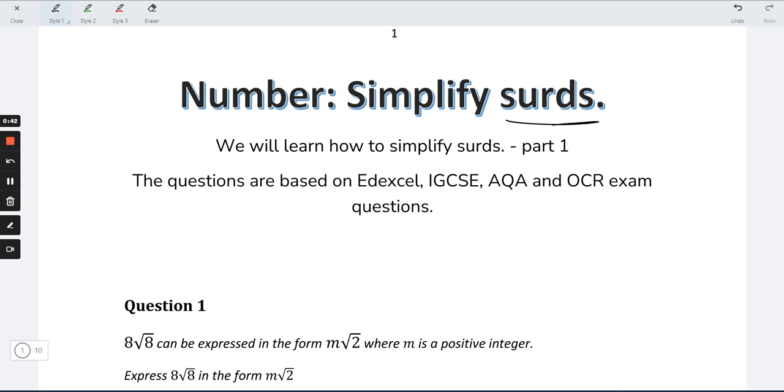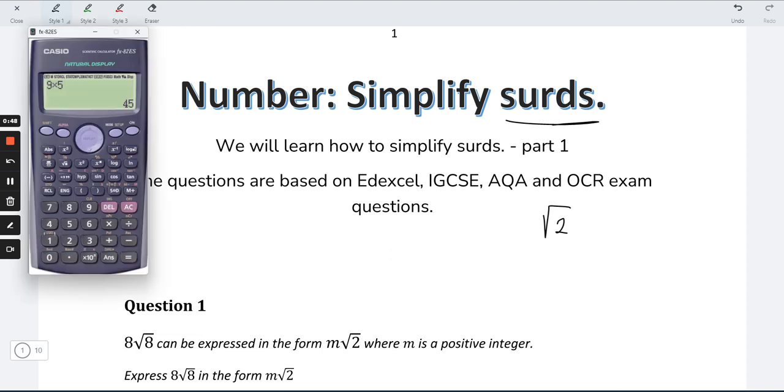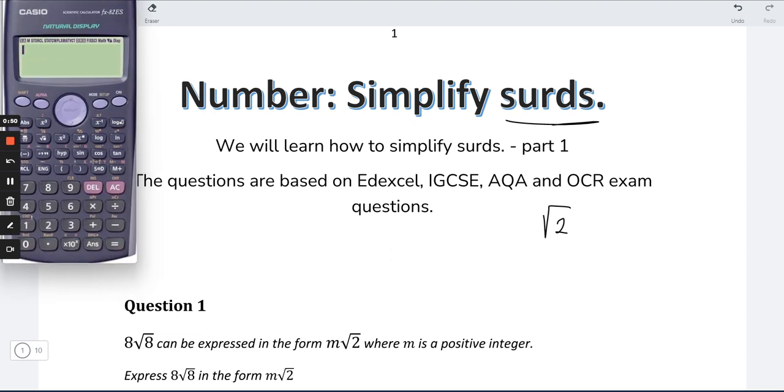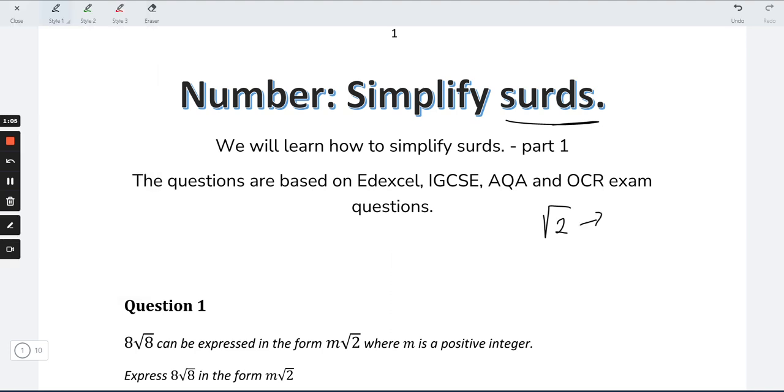So for example, square root 2. If you find it using a calculator, we'll get a decimal number. So here, square root 2 equals 1.414. So this is a surd number.